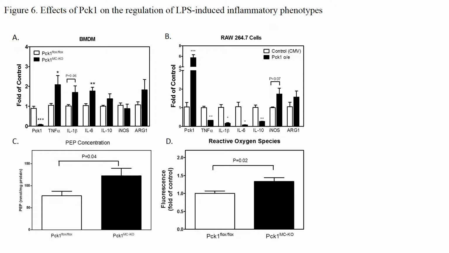To confirm that it was PEPCK doing this, we also took RAW cells, which is a stable cell line for macrophages, and we overexpressed PEPCK. When we did that, the same transcription factors that were elevated when we knocked it out are now repressed. Thus, we suggest that PEPCK is really important in this regulation between the more M1-like in the knockout and the M2-like in the overexpression.